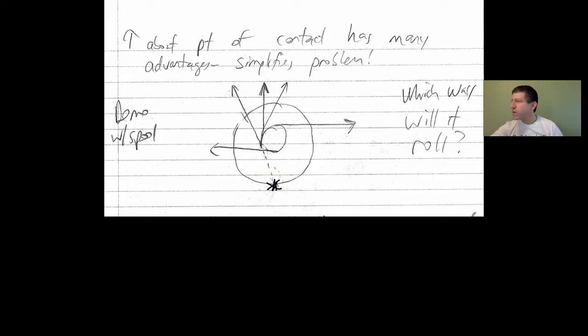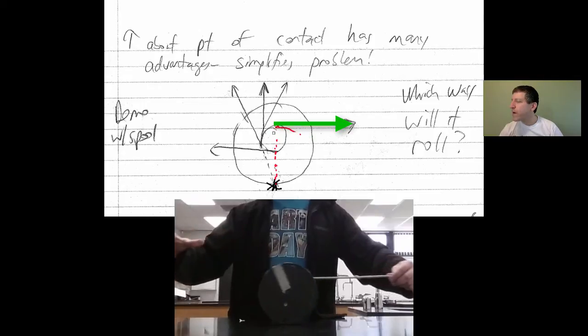So let's draw the R's for each one of these things. For this vector over here, here is my R, and R cross F will cause a torque of rotation that way. So it will roll to the right if I pull it from there.